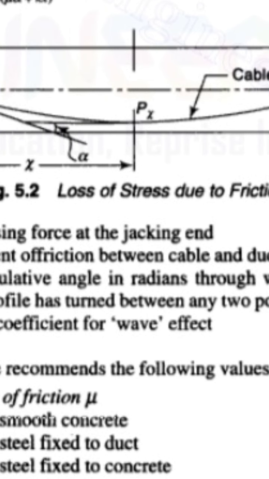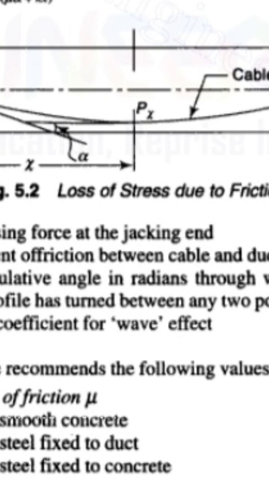Here the magnitude of the pre-stressing force Px is determined by Px equals P naught into e to the power of minus mu alpha plus k into x, where P naught is the pre-stressing force at the jacking, and mu is the coefficient of the friction between the ducts and the cable, and alpha is the cumulative angle. Whatever has been shown as alpha in the figure, that is the cumulative angle.